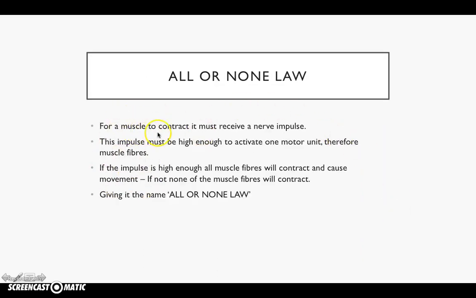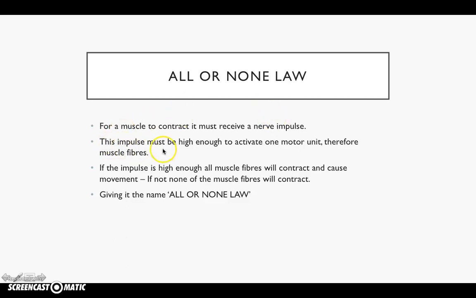So for a muscle to contract, it must receive a nerve impulse. So that's from the central nervous system down the motor neuron to the neuromuscular junction. Acetylcholine is released, which is the transmitter. If that is above a threshold, all muscular contractions will take place, or all muscle fibers will contract.